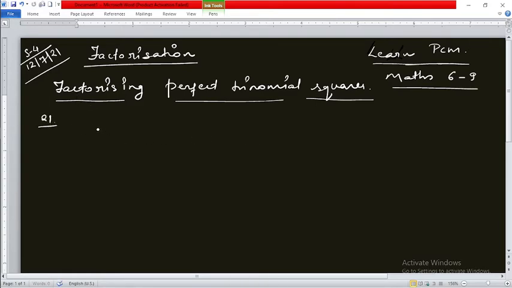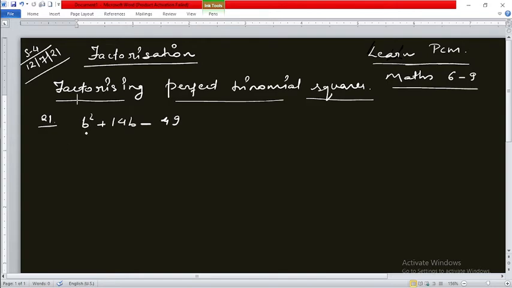Now say the question is b square plus 14b minus 49. So to check whether this expression is a perfect trinomial square, you are just going to check any two terms for being a perfect square. Means you have to find out if the expression has two of its terms as perfect squares or not. So here we are given three terms, and out of these three terms we have to find two perfect square terms, right?